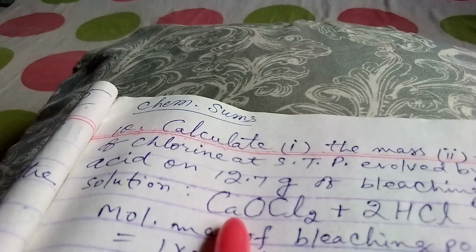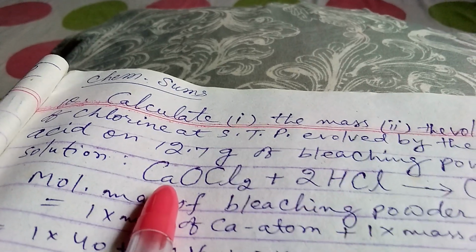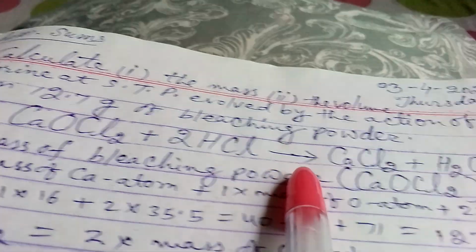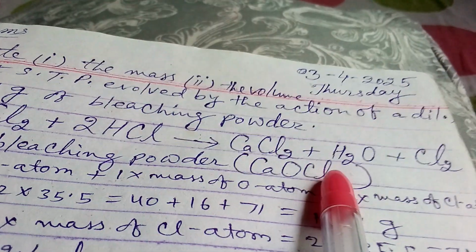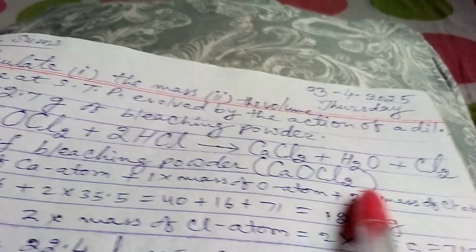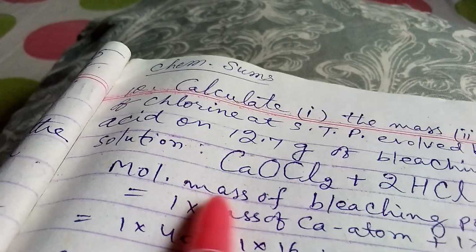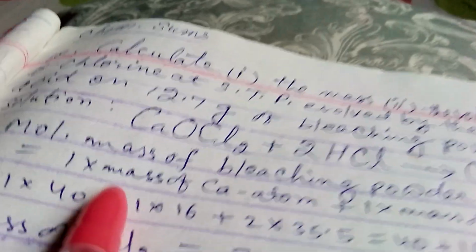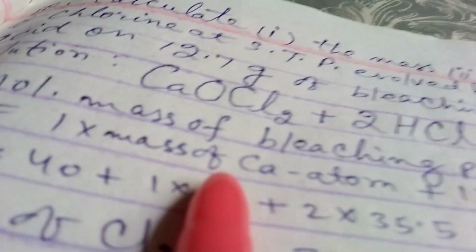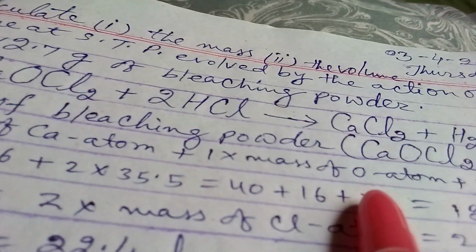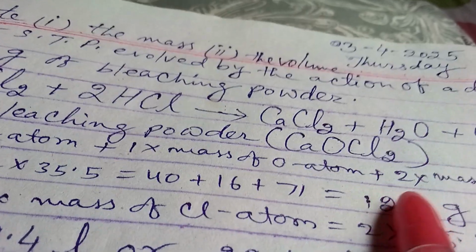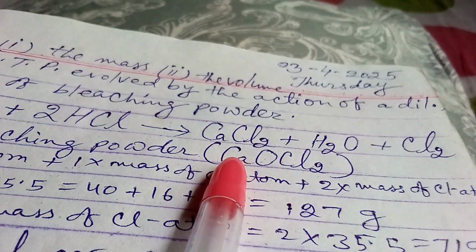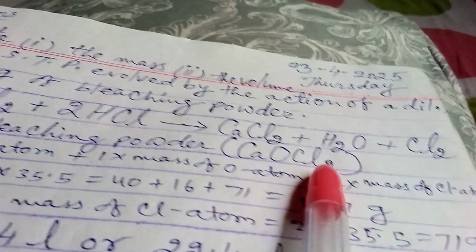Solution: bleaching powder formula is CaOCl2. So the reaction will be CaOCl2 plus 2HCl gives CaCl2 plus H2O plus Cl2 gas. So molecular mass of bleaching powder, that is CaOCl2, is equal to 1 into mass of Ca atom plus 1 into mass of O atom plus 2 into mass of chlorine atom, because here calcium is 1 atom, oxygen is 1 atom, chlorine is 2 atoms.